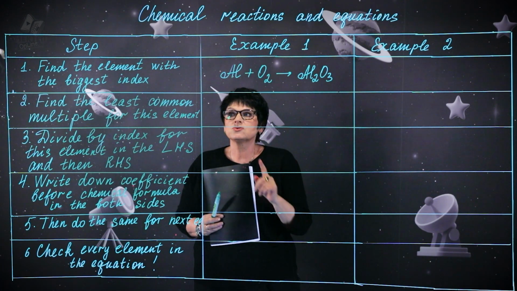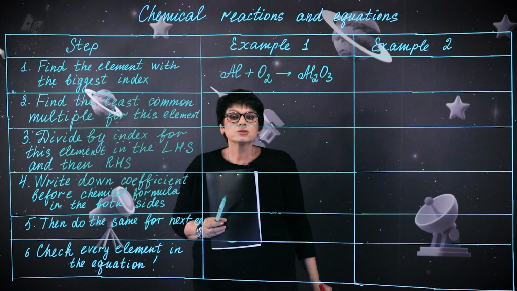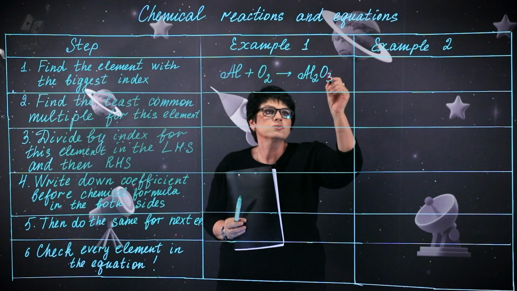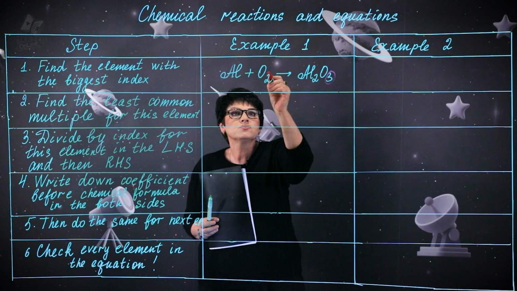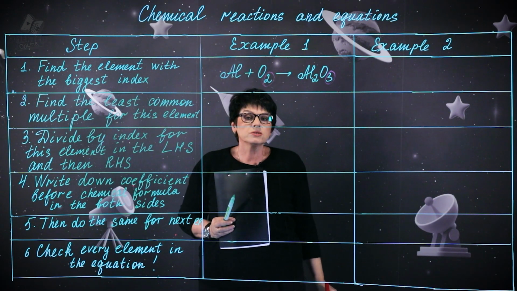So where should we start? Listen up, the first rule states that we have to start with the element whose index is bigger, and oxygen is the one with the biggest index. Please have a look, the value here is 3 and the value here is 2. It has the largest value based on the index position.